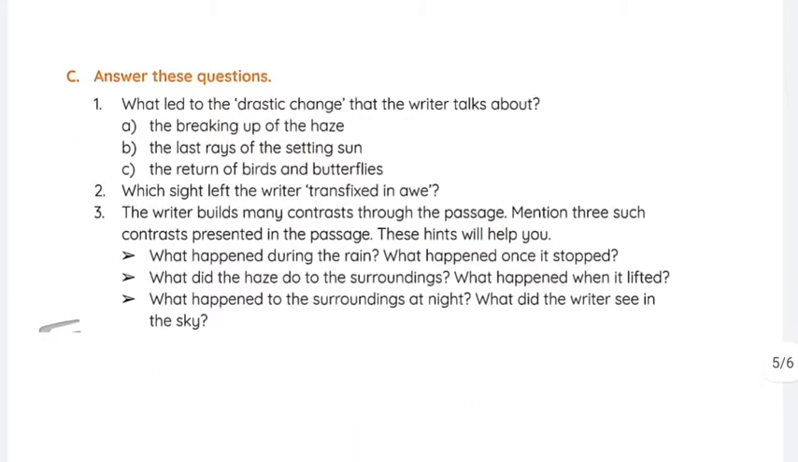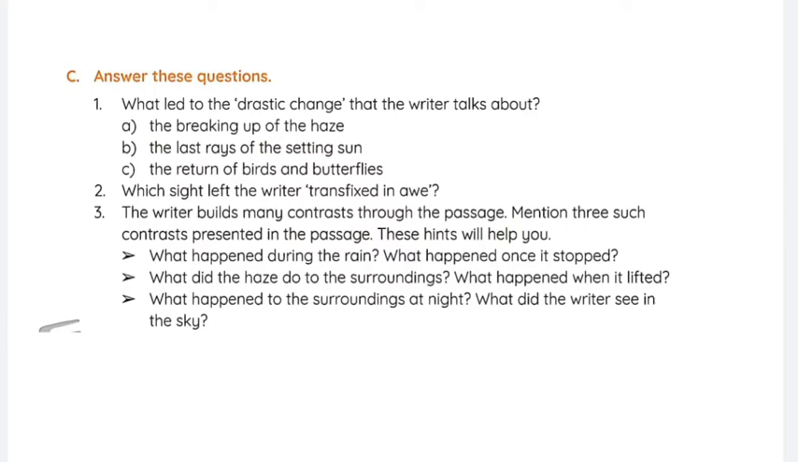And here we have three more questions from the text. What led to the drastic change that the writer talks about? And I repeat the question. What led to the drastic change that the writer talks about? And the options are here. The breaking up of the haze, the last rays of the setting sun, the return of birds and butterflies.